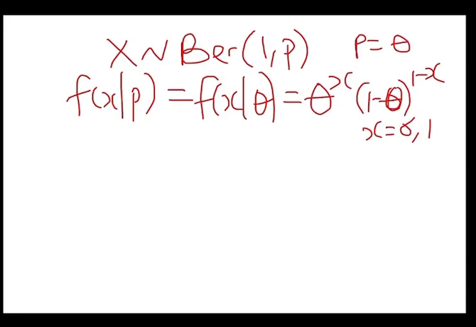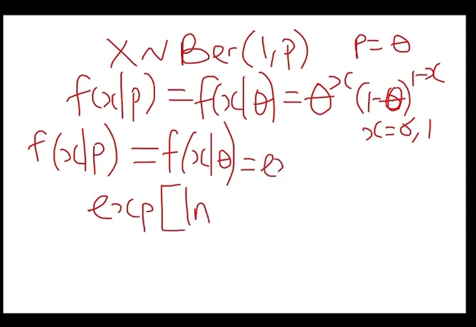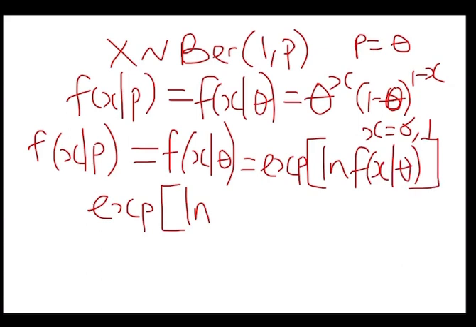So when you look at this, I want to investigate whether it follows the exponential family. Of course, I'm going to write f of x equal to, don't forget, I said my theta is the same thing as p, so I'm going to write it out. If I take the natural log, ln of f of x given theta is the same thing as the exponential of this expression here.